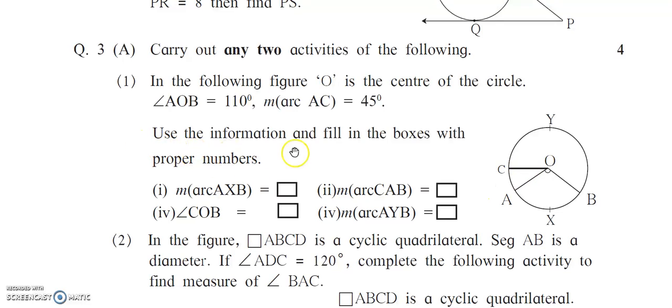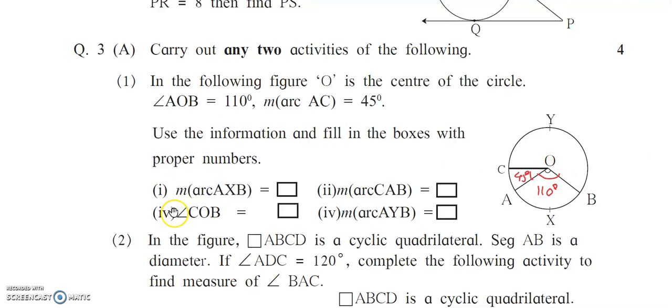Use the information and fill the box with the proper numbers. Measure of arc AXB. Now we have been given the measure of angle AOB. This is the central angle whose measure is 110 degrees. Therefore, the measure of the arc is also the same. The measure of the central angle and the measure of the arc are both the same. And the measure of arc AC is 45. Therefore, this is 45 degrees.